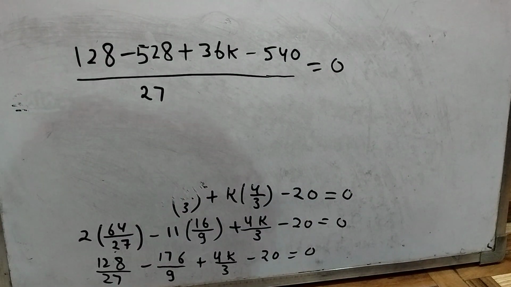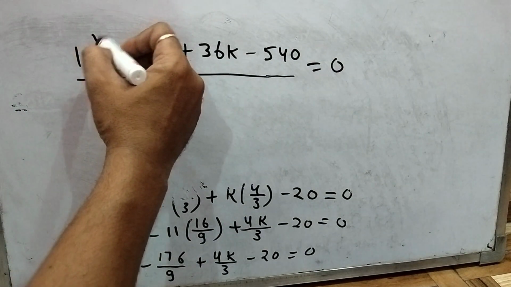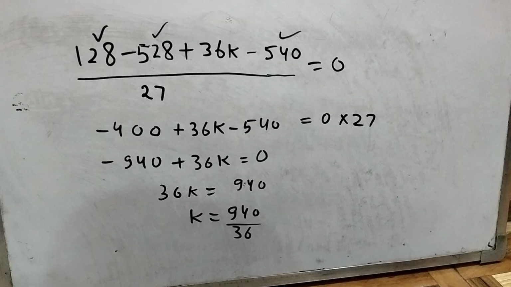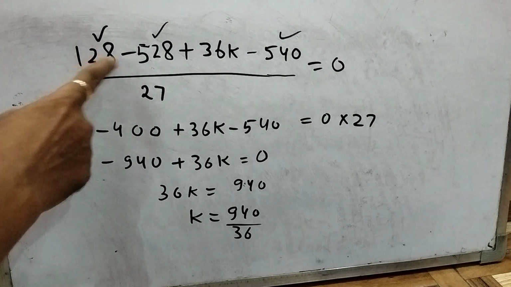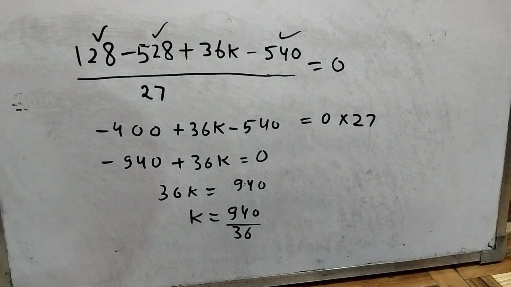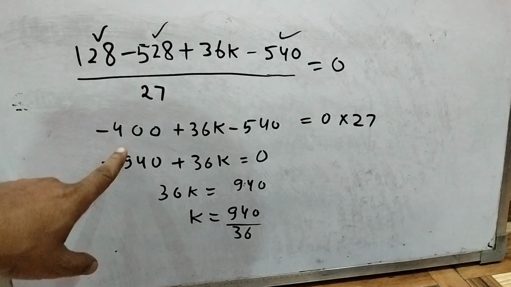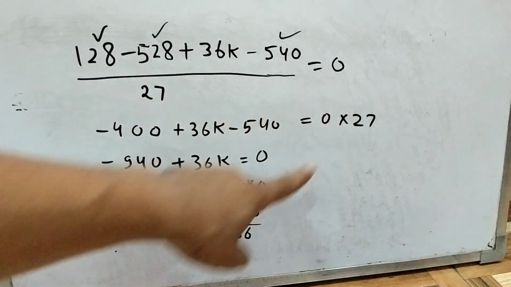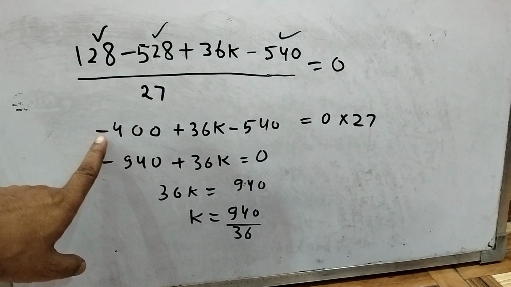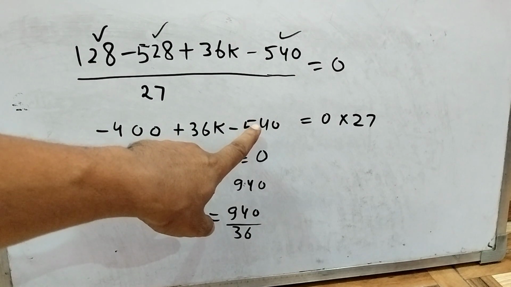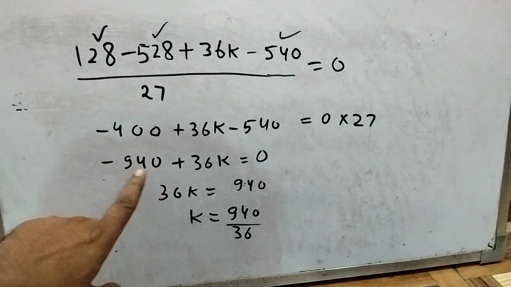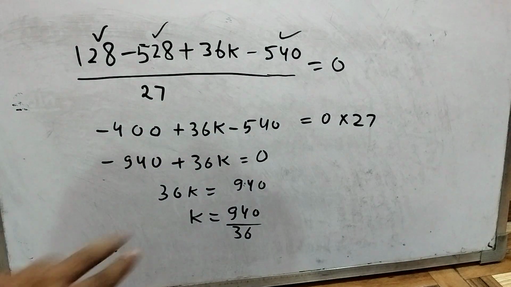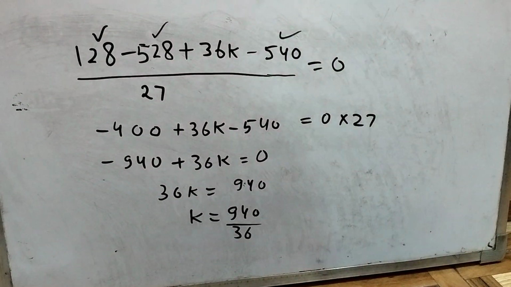All right. Now we have to solve 128, 528 and 540. When we solve 128 and 528, we get minus 400 plus 36k minus 540. 27 will be transposed, so 0 multiplied by 27 becomes 0. Again, minus 400 and minus 540 gives minus 940 plus 36k equal to 0. When we solve this, we get k equal to 940 upon 36.